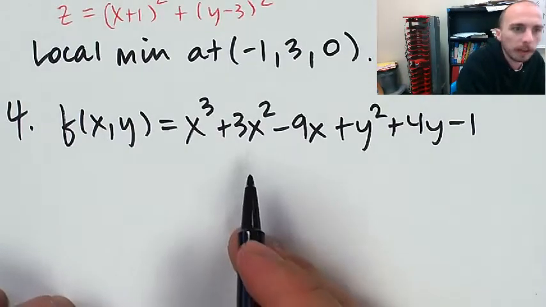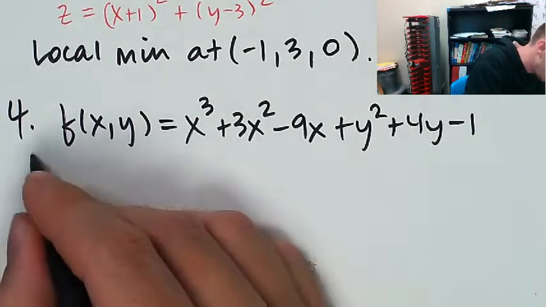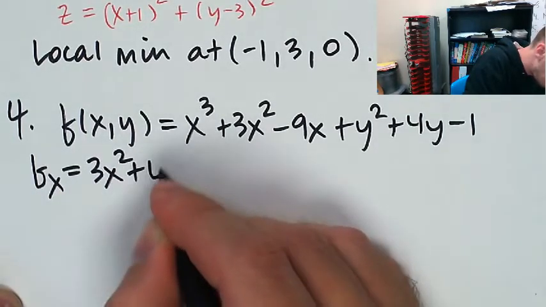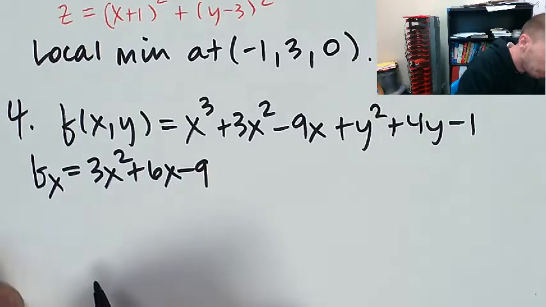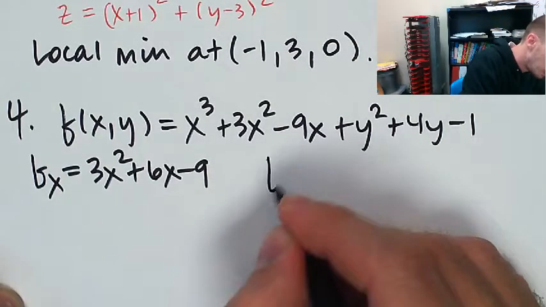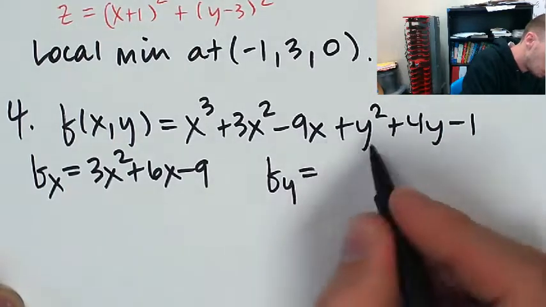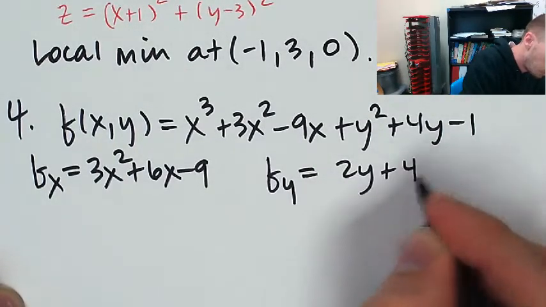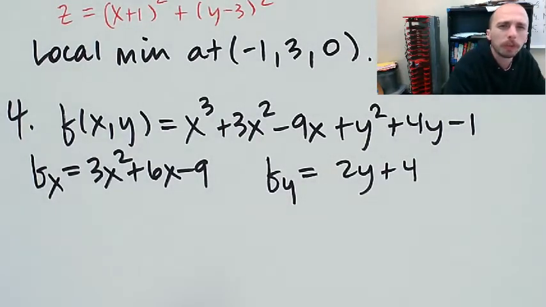And I'm going to take my partials. Fx equals 3x squared plus 6x minus 9, and that's it, because all of these things are constant with respect to x. Fy equals 2y plus 4.